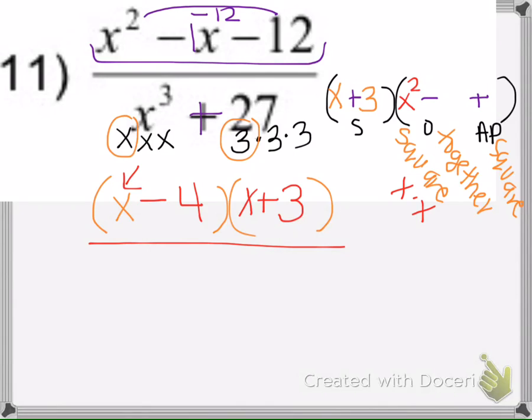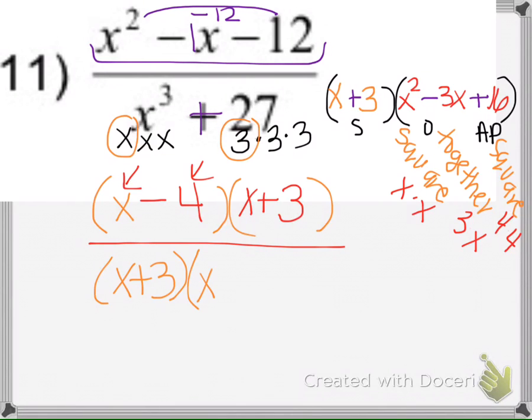And then we're going to put them together. So 3 times x is 3x. And then we're going to square this one. So 4 times 4 is 16. So now we have x plus 3 times x squared minus 3x plus 16, which cannot be factored further here because there's nothing that multiplies to 16 and adds to -3. So that's how we know that can't be factored further.